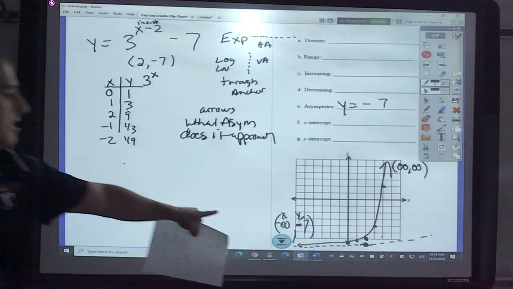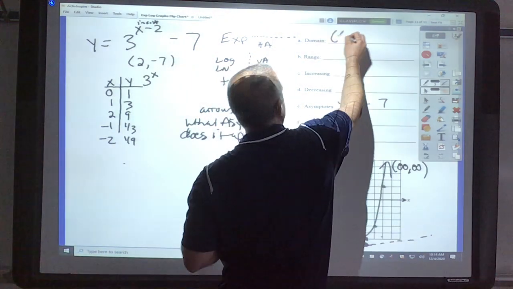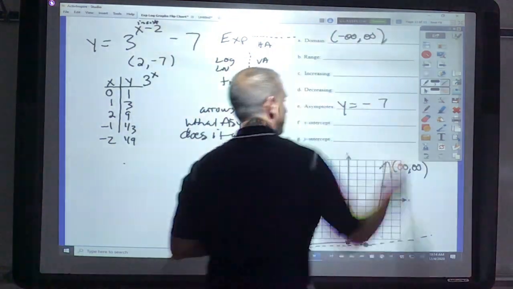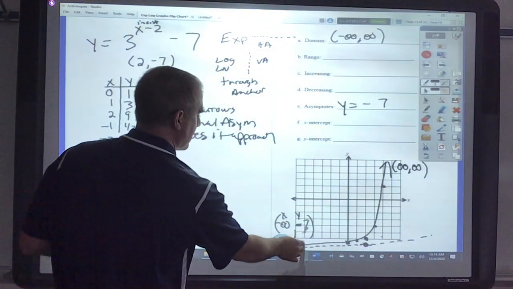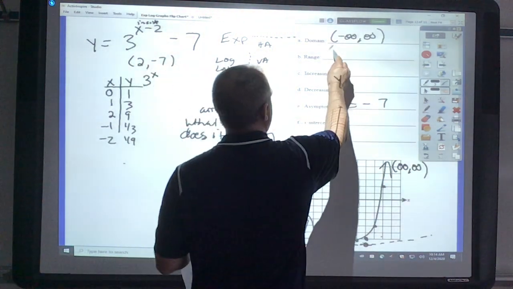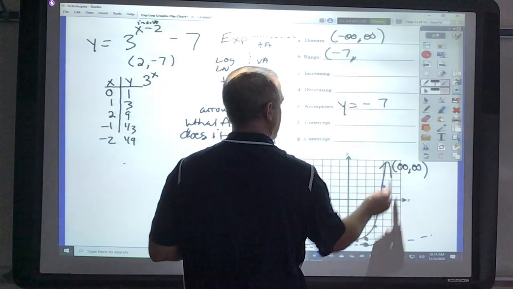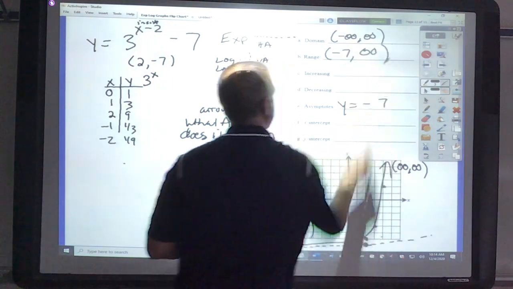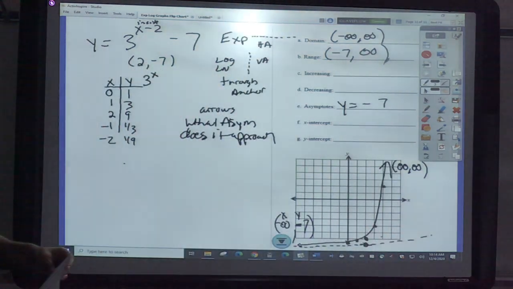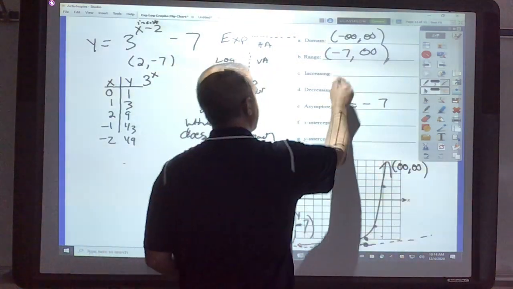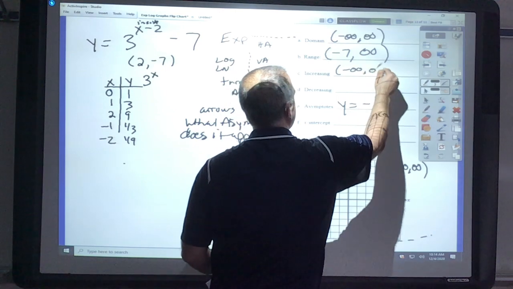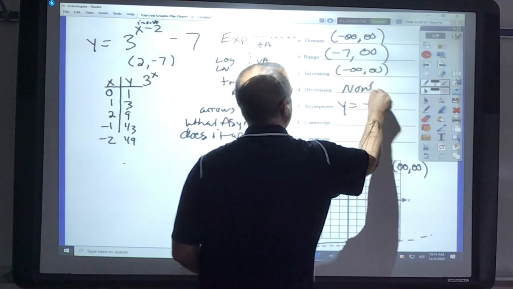So you got to be careful about that. So the domain, smallest x to biggest x, -infinity to positive infinity, okay? All right, my range, smallest y is -7. Since it approaches the asymptote, I do a curved bracket. My biggest one is infinity, okay? Increasing, decreasing, the same. Start from here. Boom, that's an increase the whole way from -infinity to infinity. This would be none, okay?